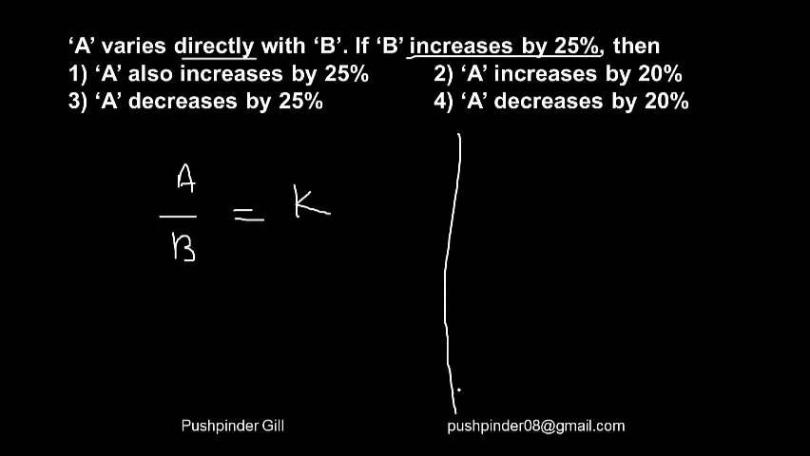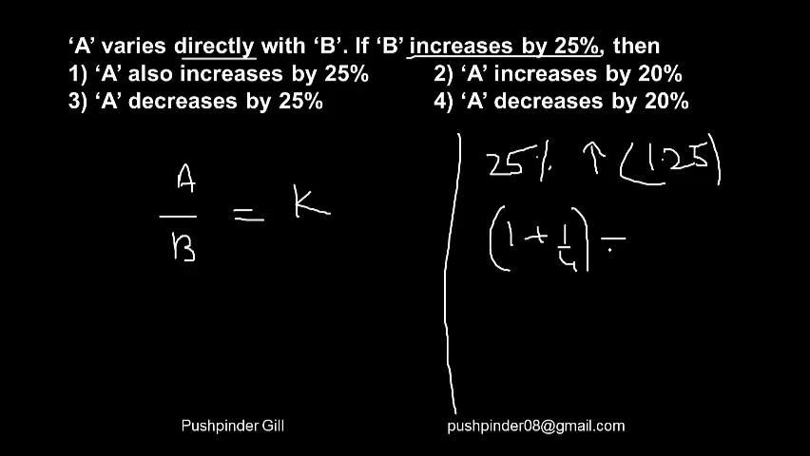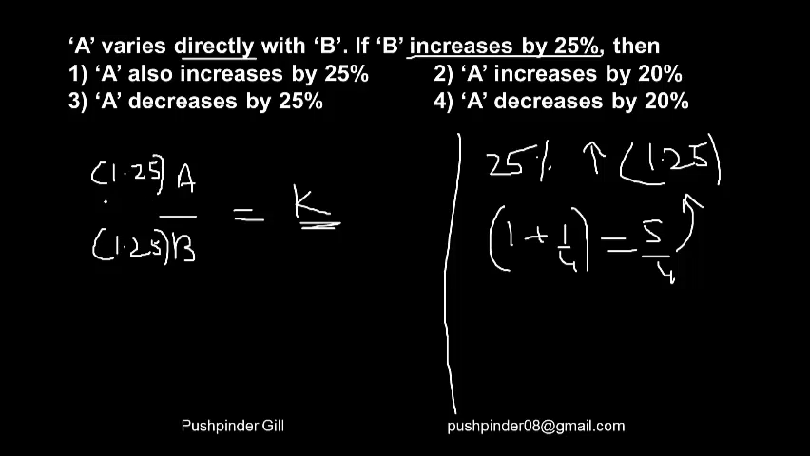Now if you watched my percentage videos, you know if anything increases by 25%, it gets multiplied by 1.25. Right? Or if anything increases by 25%, it gets multiplied by 1 plus 1 by 4, or you can say 5 by 4, which is nothing but 1.25. So it's very important that you watch the percentage video first if you don't understand. So if B increases by 25%, it gets multiplied by 1.25. To keep this constant, A also has to get multiplied with 1.25. Now A is also getting multiplied with 1.25. That means A is also increasing by 25%.